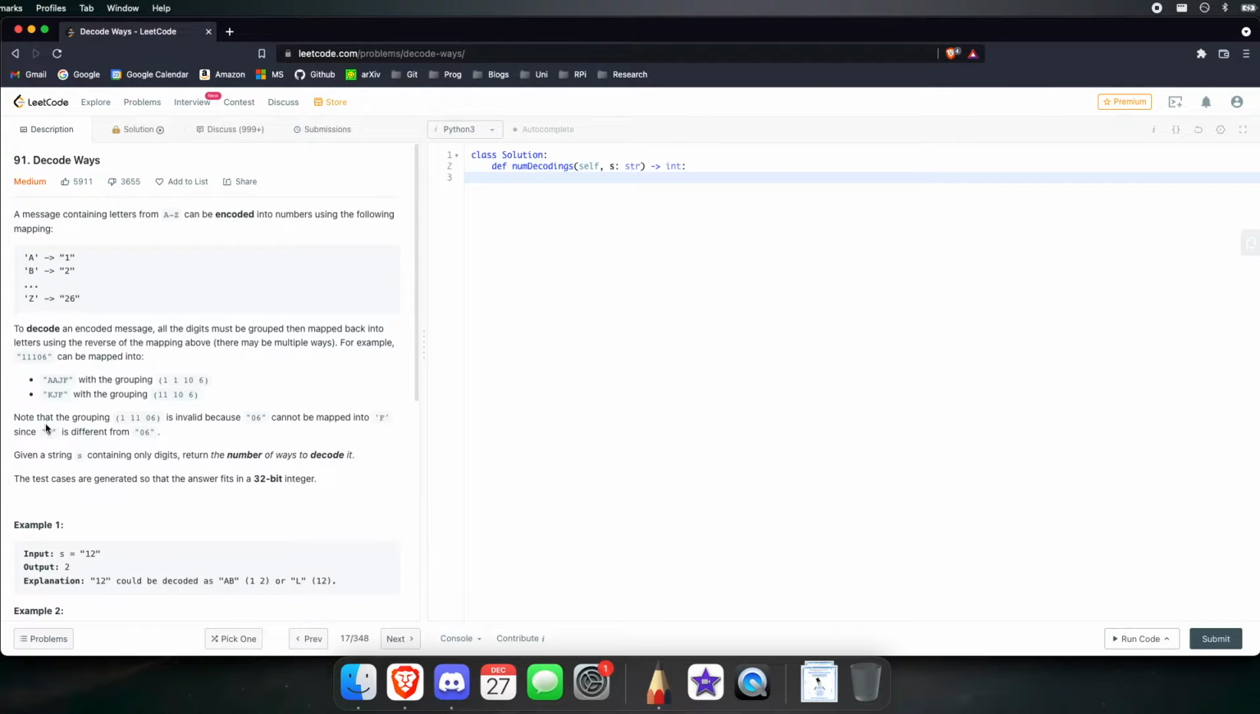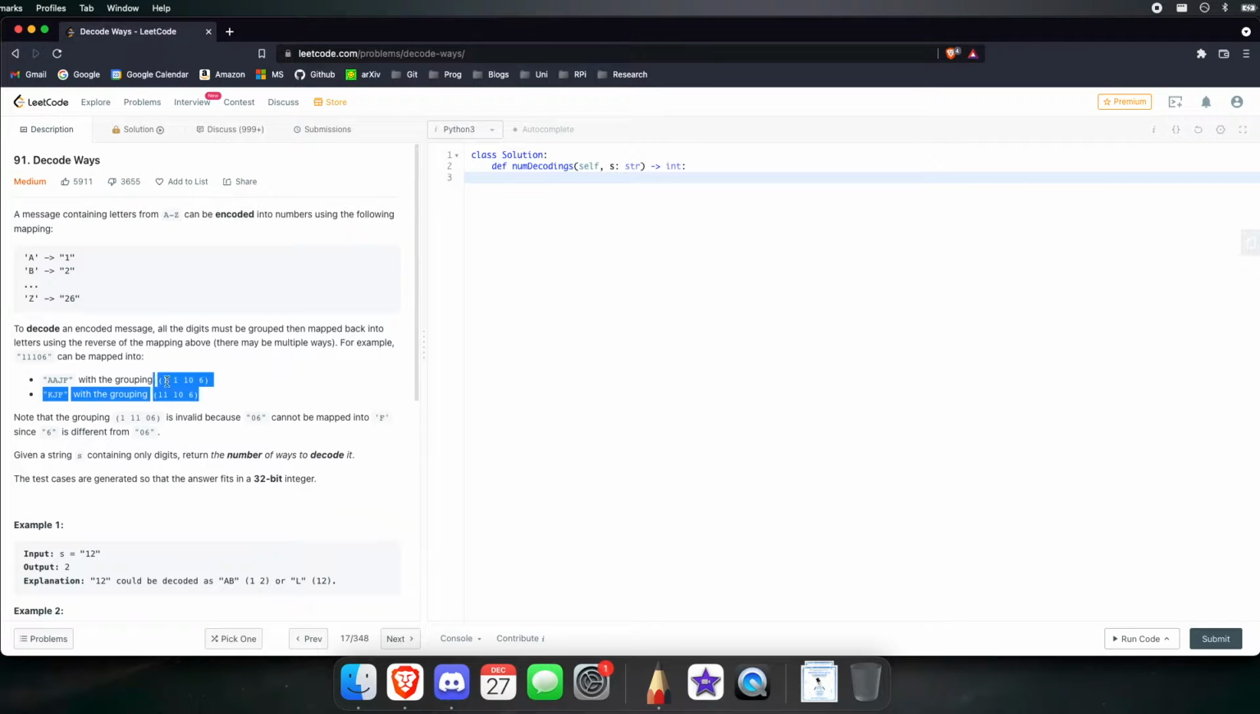Now something else they want us to keep in mind is that the grouping 11106 is invalid because 06 cannot be mapped into F since 6 is different from 06. So we can't really have any leading zeros. For example, we can't have 01 or 001. That would make it invalid and it would not map to A. The only thing that maps to A is exactly 1, not 01 or 001. Which is why here they didn't include a potential grouping of 11106.